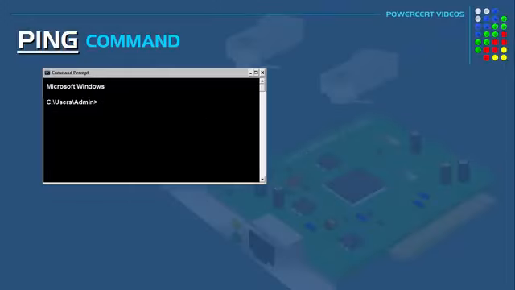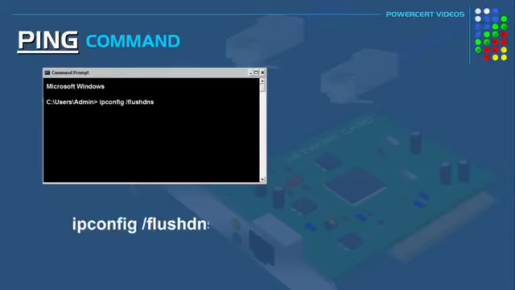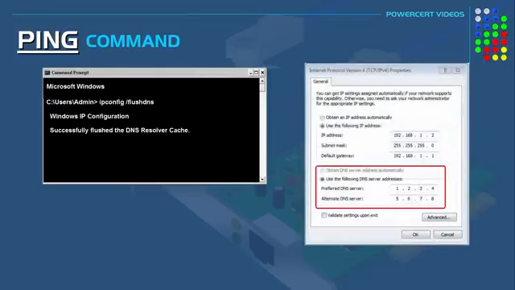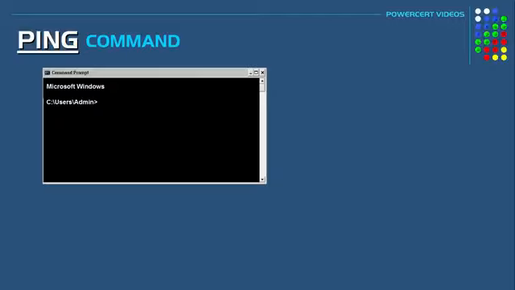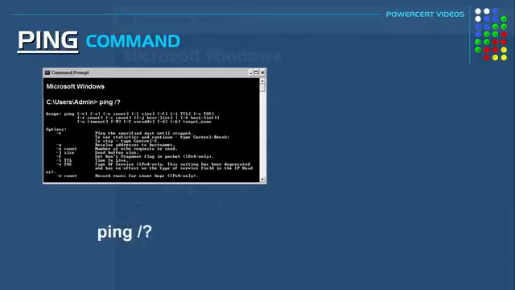To solve this, you can try a few things. You can try flushing your DNS by typing ipconfig /flushdns at a command prompt, or you may want to check your DNS settings on your network card configuration. It could also be a problem with the DNS servers themselves, or it could be a problem with your internet service provider. And finally, the ping command can also be combined with other subcommands called switches. Switches are used to alter the parameters of the ping utility, and you can view a full list of these switches by typing ping /? at a command prompt.